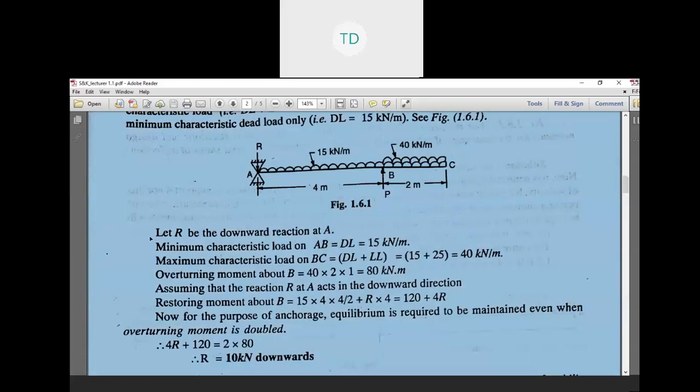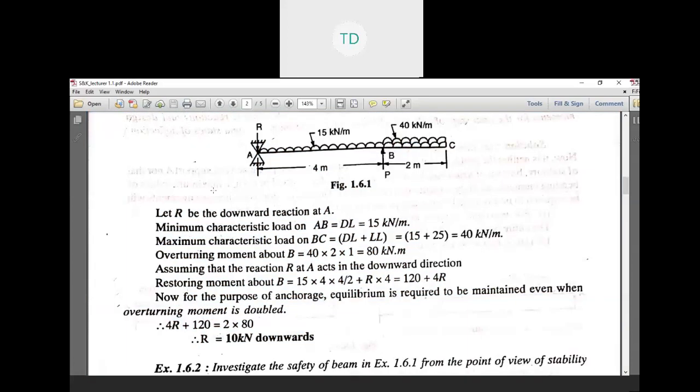Let R be the downward reaction at A. This is a fixed support, cantilever side and simply supported. Minimum characteristic load on AB is equal to dead load, 15 kilonewton per meter. Maximum characteristic load on BC is equal to dead load plus live load, 40 kilonewton. Overturning moment about B: moment is equal to load into perpendicular distance. Load is equal to 40 into perpendicular distance 2 into 1, is equal to 80.